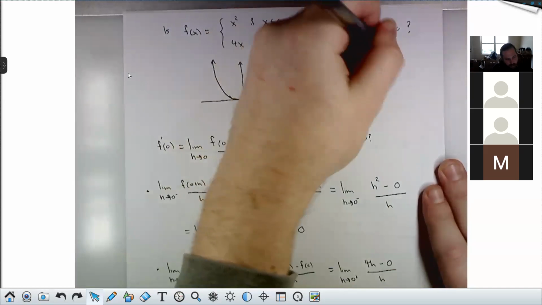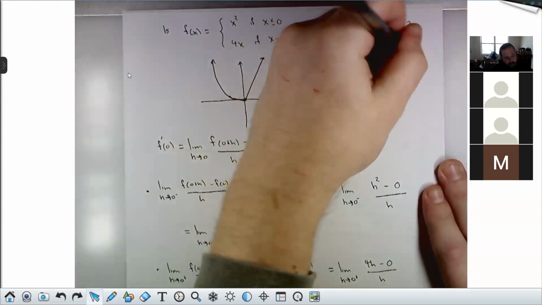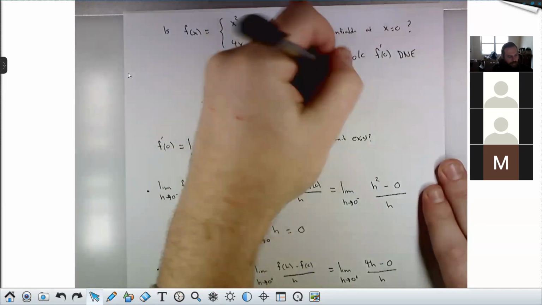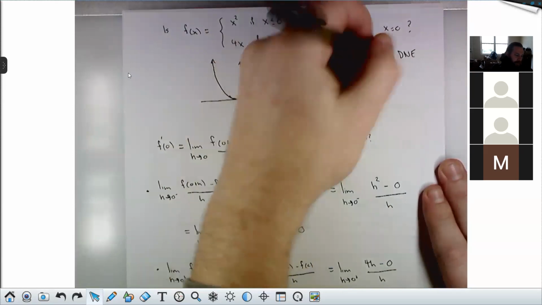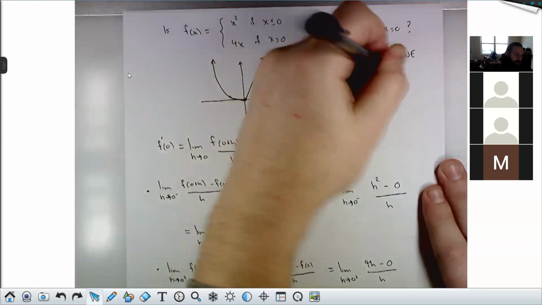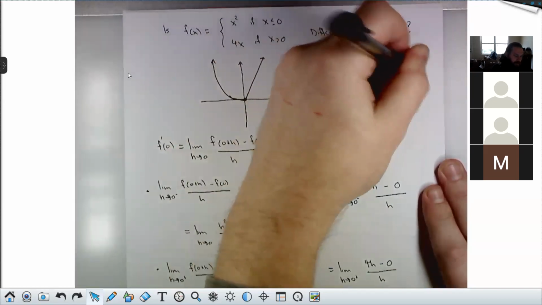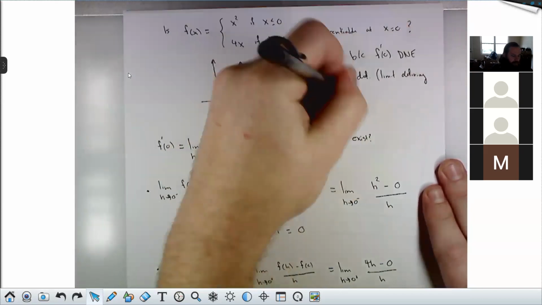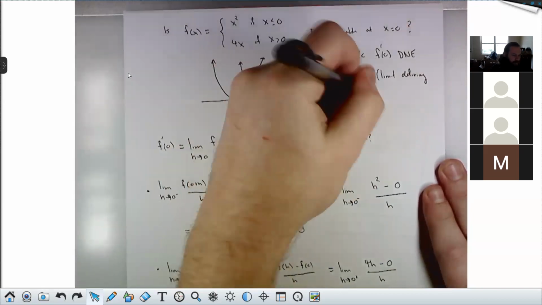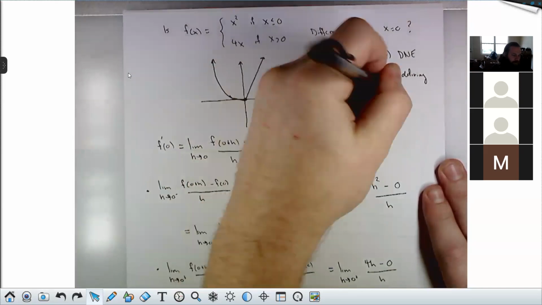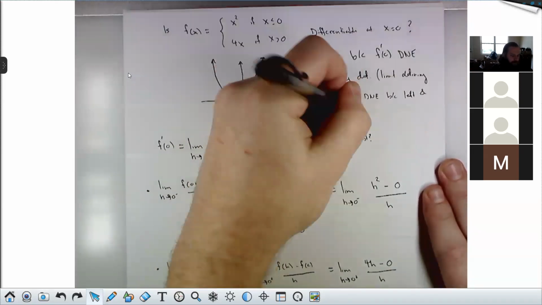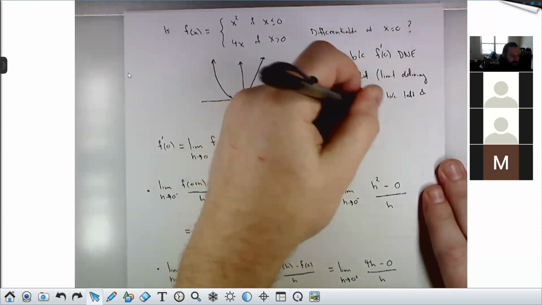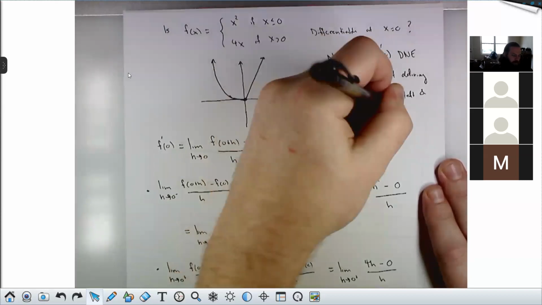Because f prime of 0 does not exist by definition. The limit defining f prime of 0 does not exist, because the left and right limits don't match.